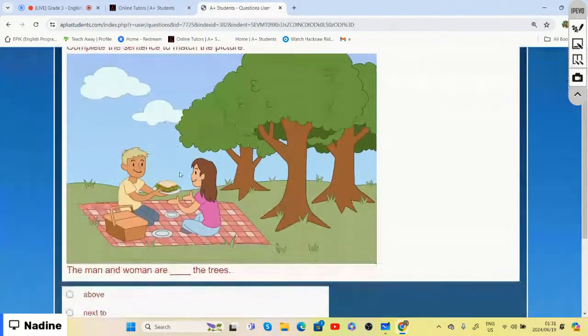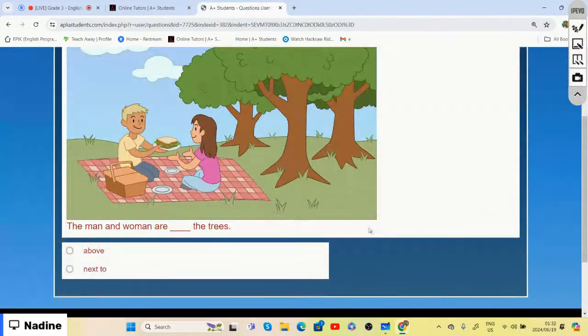All right. The man and woman are the tree. Are they sitting above the tree or are they sitting next to the trees? Where are they sitting? Above the trees or next to the trees?